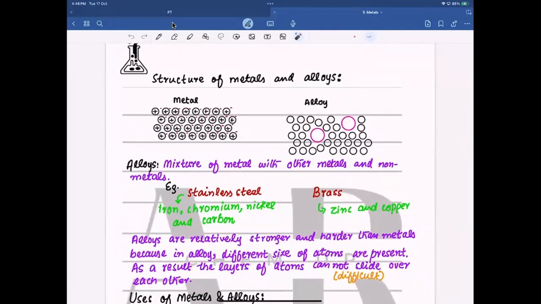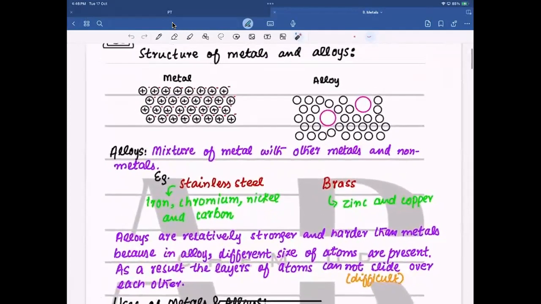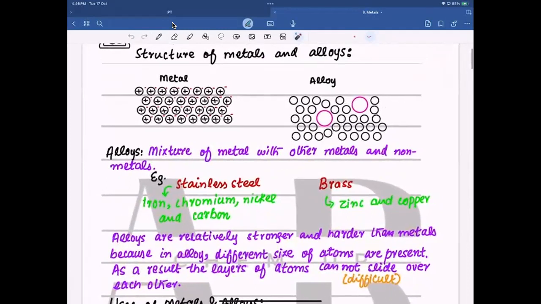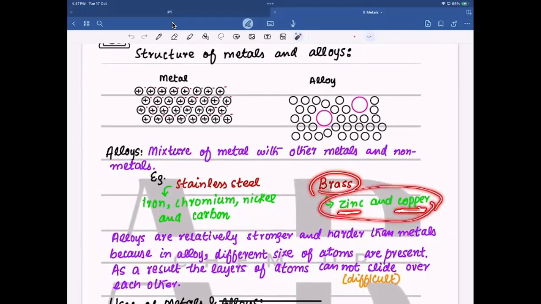Is this understandable? Sir, I didn't get its definition. Which one? What actually is an alloy? A mixture of metals with other metals and non-metals. Yes, for example, if you look over here, brass contains two metals, zinc and copper, right? So there is a metal and there is another metal. So it is a mixture of metals, right?